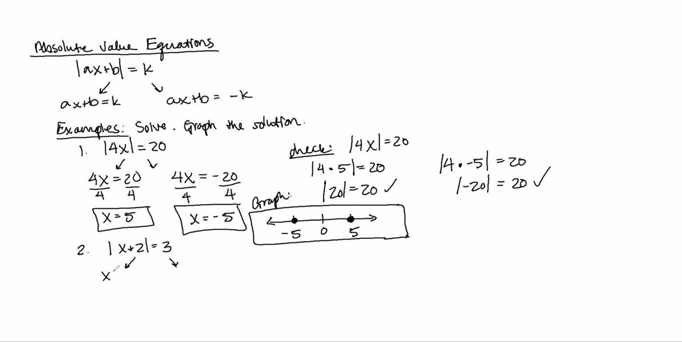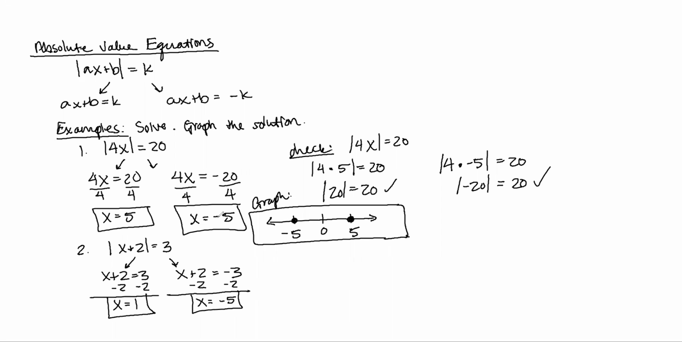So we get x plus 2 equals 3, and then x plus 2 equals -3. So just change that right side to a negative. And now solve each one of these. Subtracting 2, we get x equals 1. I'm going to box that. And subtract 2 on this one, and -3 minus 2 is -5. So we get 1 and -5 as our two solutions.